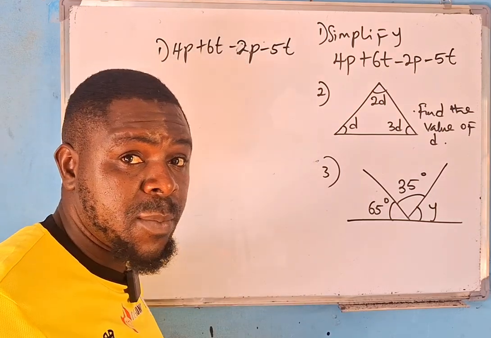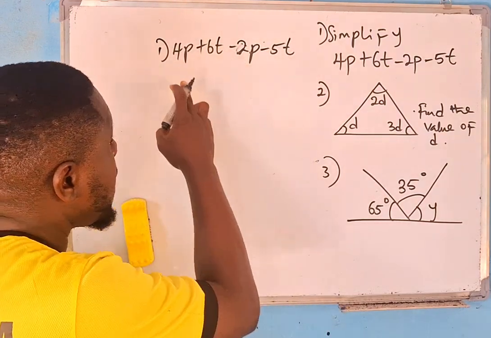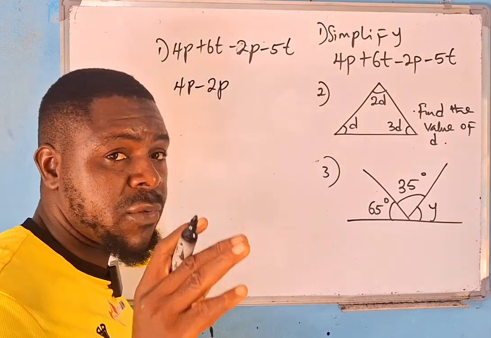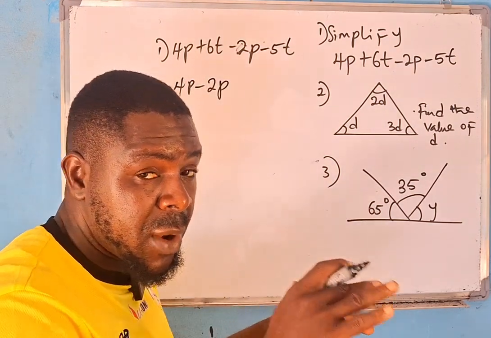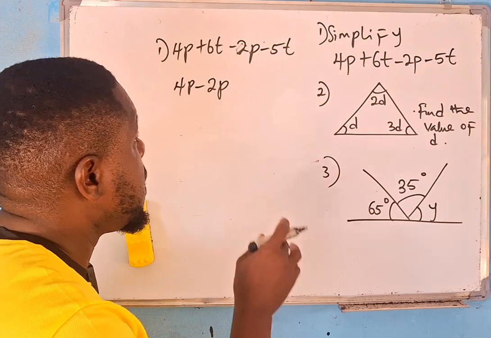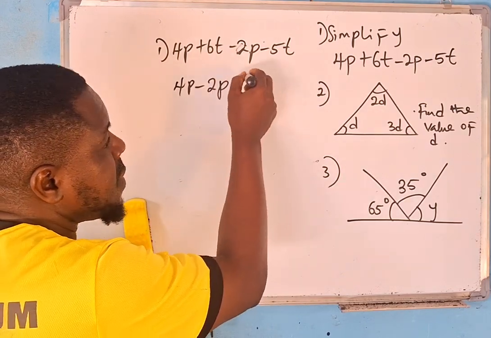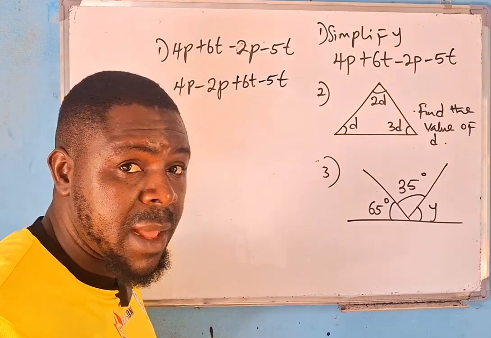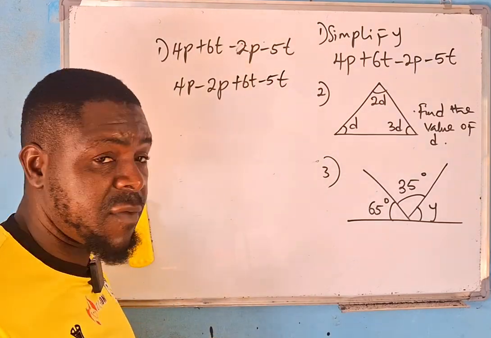Now, collect like terms based on the alphabet. So I have 4p minus 2p. The sign will not change because this is algebra. You are not having the equality sign there. Then I'll bring down plus 6t, then minus 5t. So I've collected like terms based on their alphabet.